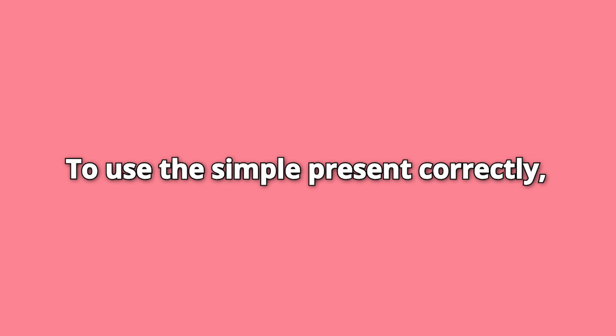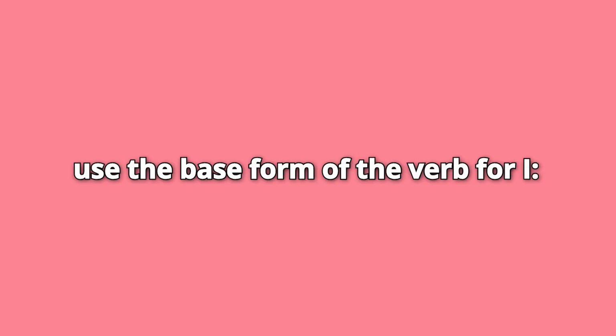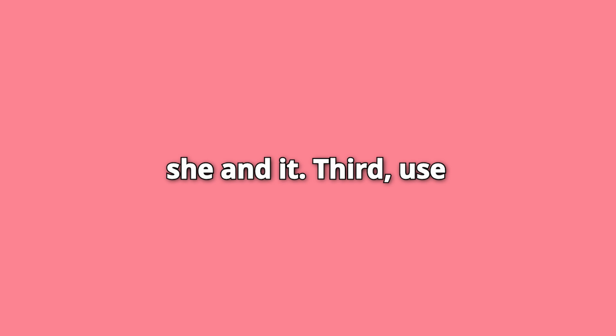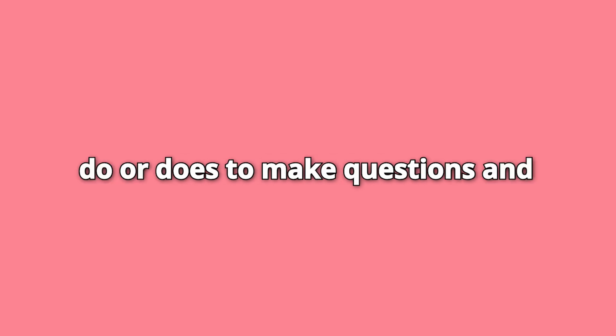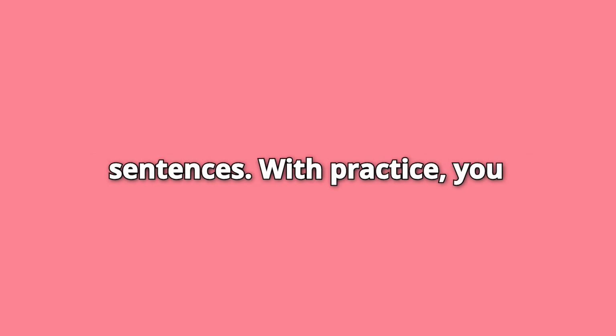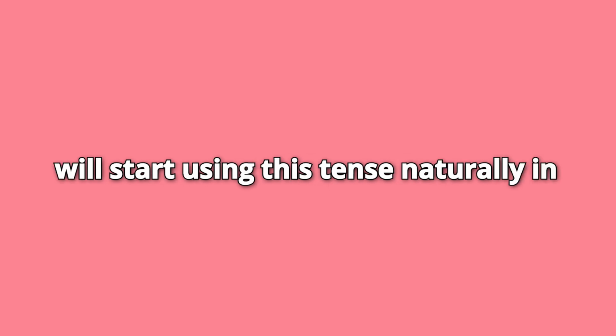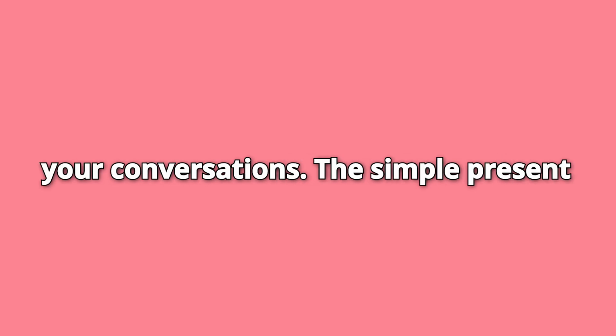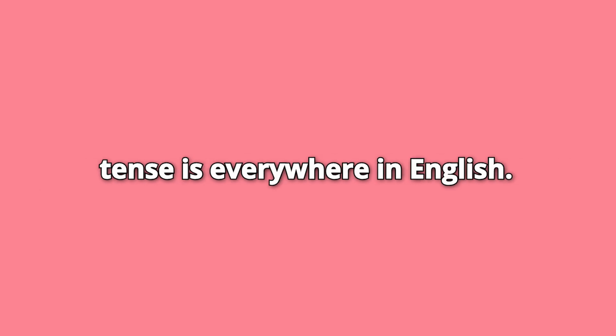To use the simple present correctly, remember 3 things. First, use the base form of the verb for I, you, we, and they. Second, add s or es for he, she, and it. Third, use do or does to make questions and don't or doesn't to make negative sentences. With practice, you will start using this tense naturally in your conversations.